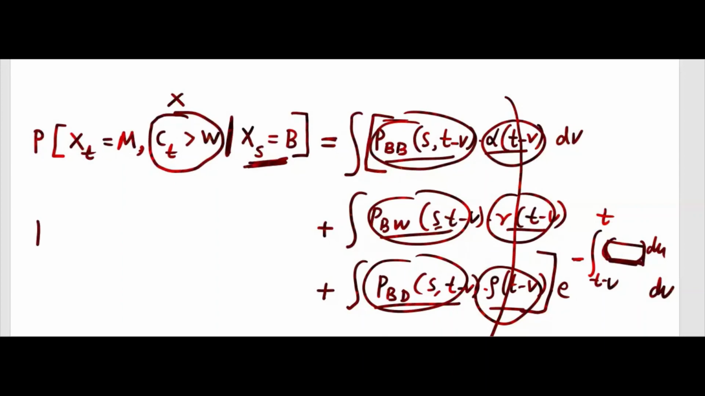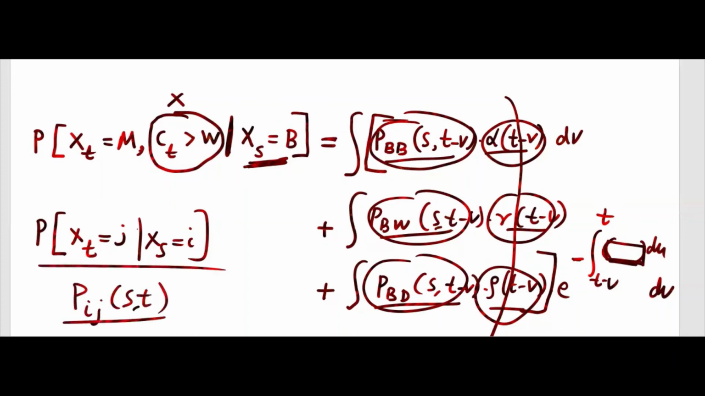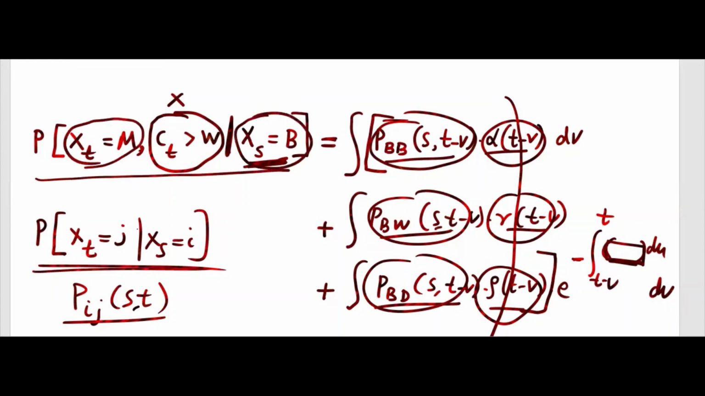Remember, we did it this way: the probability that X_t will be equal to j when X_s is equal to i. This was P_ij(s,t). You can write it this way, and if you see what is given and what you are finding, the extra thing they've given is C_t greater than w. This was not there before. What is the meaning of C_t greater than w?